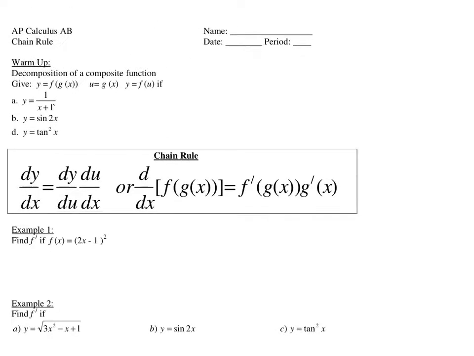All right, so as we look at the chain rule here, what we're trying to do is find the derivative of a composite function. Okay? Finding the derivative of a composite function. Now, remember what a composite function is. It's something like this right here, where we have f of g of x. We have a function that's within another function.